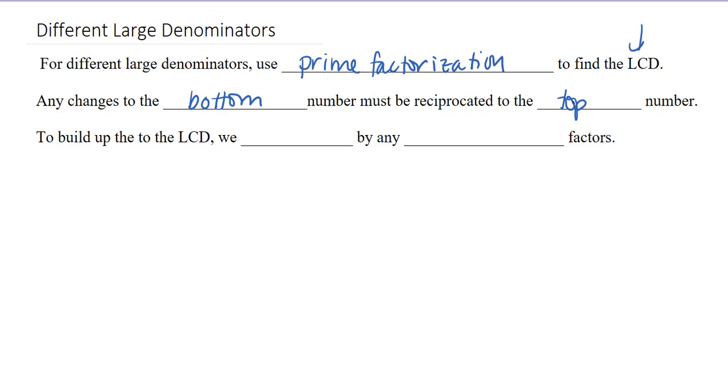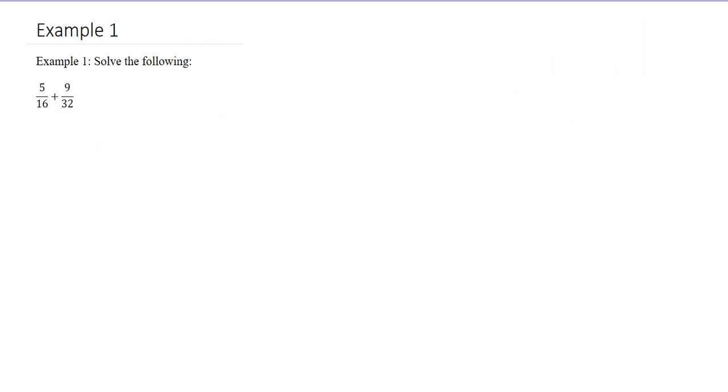To build up to the least common denominator, we will multiply by any missing factor. So it's kind of like what we did in the last video, except it's just going to be larger denominators. So let's look at the first example. Solve for the following.